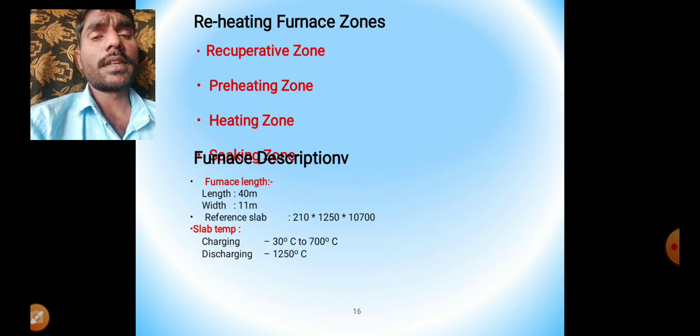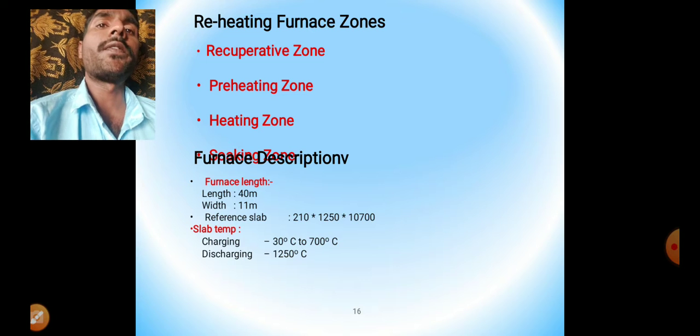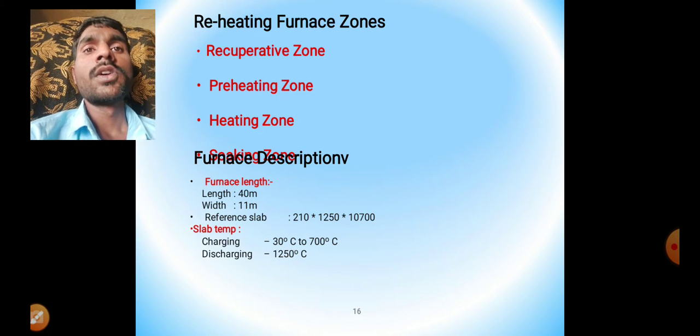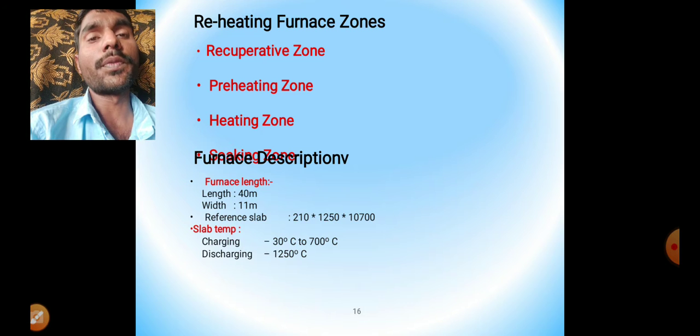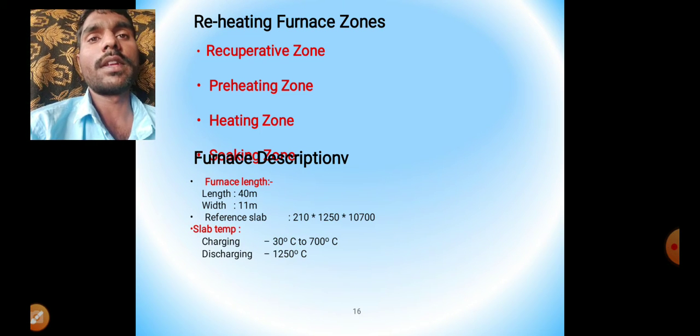The description of the furnace: the length of the furnace will be 40 meters, and the width of the furnace will be 11 meters. The slab thickness will be 210 mm, with 1050 width and 10,700 length. The slab charging temperature will be 30 degrees Celsius to 700 degrees Celsius, and the discharging temperature will be 1180 degrees Celsius.